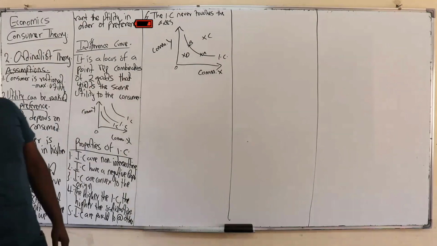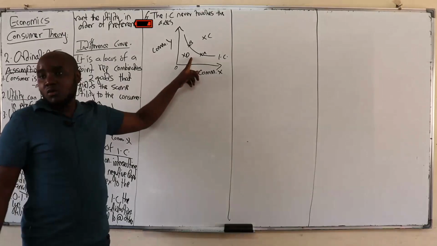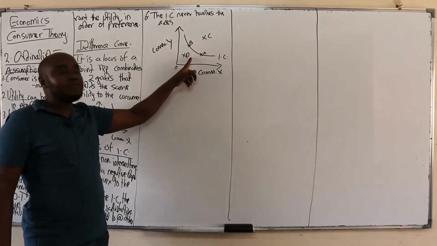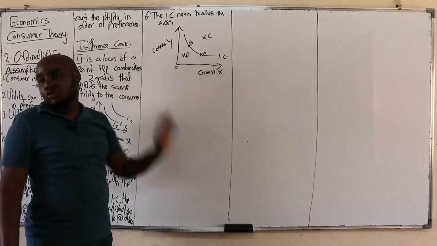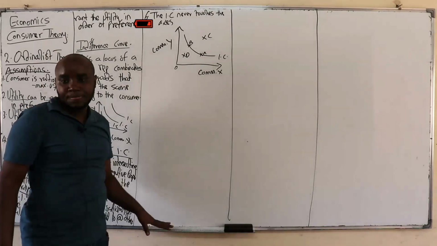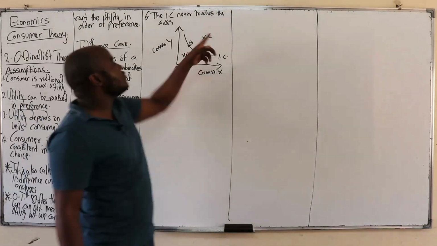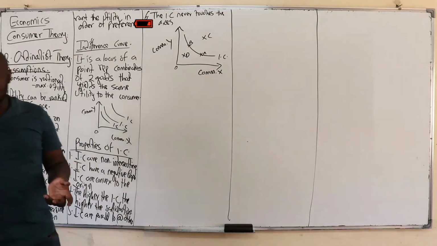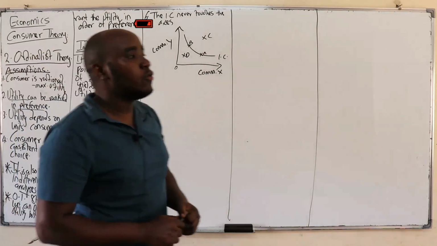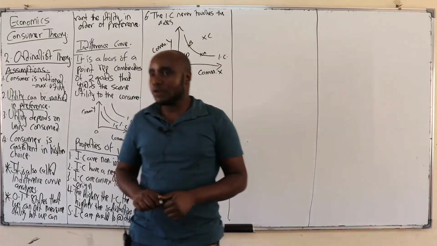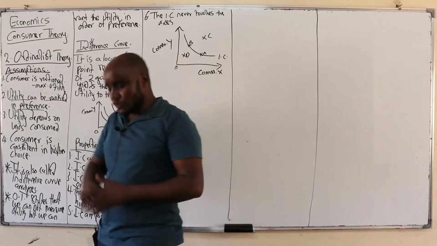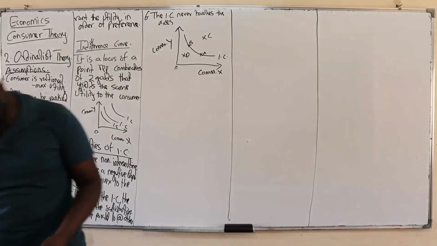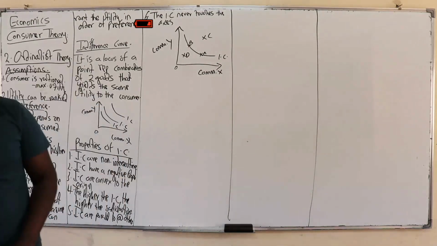You cannot consume at D because your level of satisfaction is too low. And neither can you consume at C, because at point C it's unattainable with respect to your income and so forth. Are you together? So have that in mind.